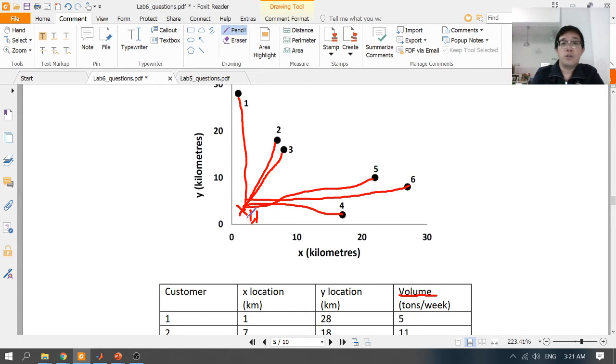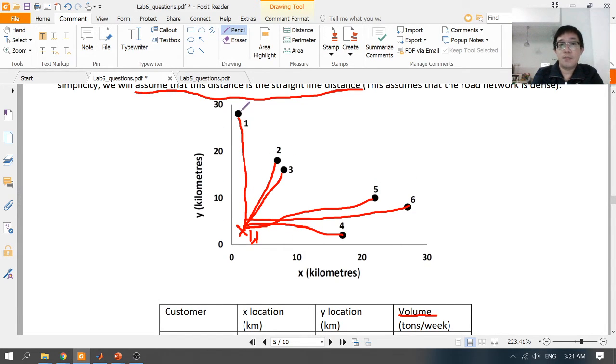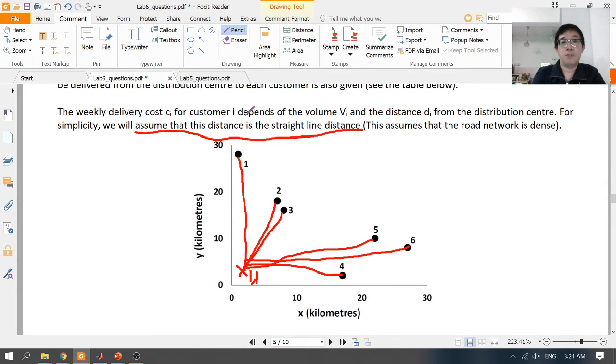And you will run through all the possible locations from 0 to 30, and based on all the total costs that you have calculated, identify which location gives you the minimum cost. So that is what the question asks you to do. I hope that this explanation helps you to understand the situation better.